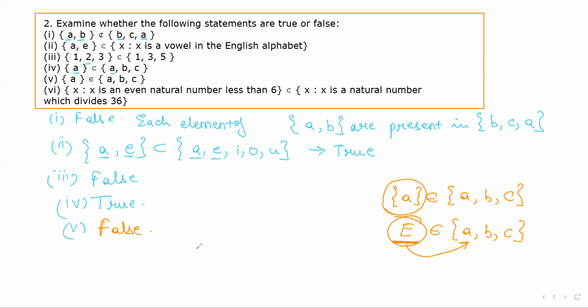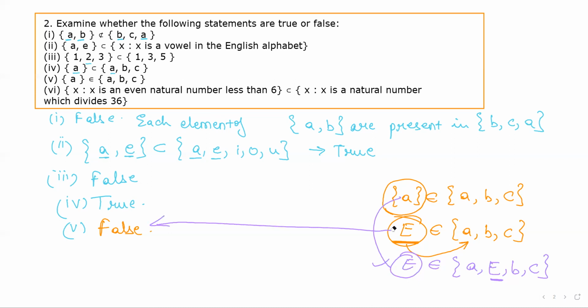See, instead of the right hand side, you would have been given something like this: E belongs to {A, E, B, C}. Then this E, we know that it is a set, but it is a variable. It is an element for this particular belongs to symbol, and it is present in the set on the right hand side as an element. Hence, here the statement would have been true. But here, since this is given, the statement is false.